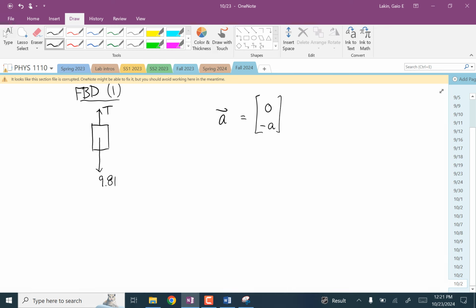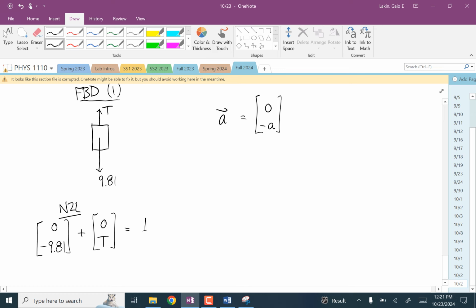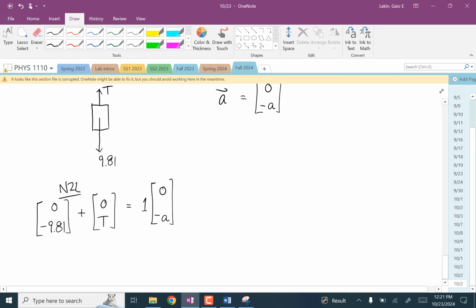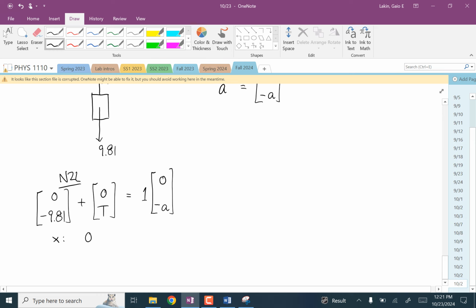All right, so now Newton's second law. 0, negative 9.81 plus 0, T is equal to the mass times the acceleration. The x equation obviously doesn't help, 0 equals 0. The y equation says negative 9.81 plus T is equal to negative a.